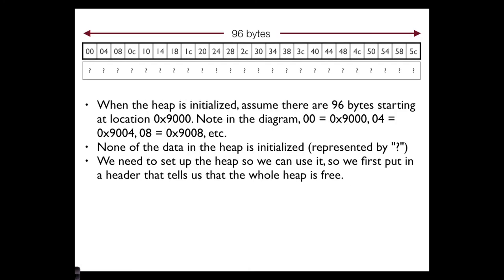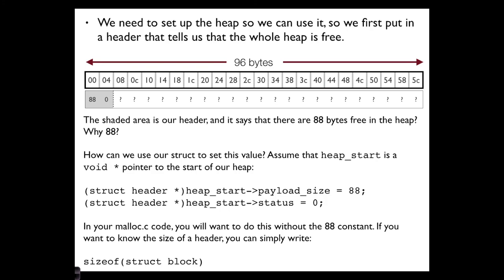Let's say that we start out with a heap that has 96 bytes in it. I'm going to say that 0 is actually location 9,000, and then 9,004, 9,008, just because it's not really 0. We're going to have 96 bytes here, and none of this data is initialized. That's what all the question marks are for. Then we're going to set the heap up. You have to be a little careful when you do your assignment. Make sure you put in a function that sets your heap up, because it's not built in for you. How do you do that? Well, with this implicit list, this is what Phil talked about the other day.